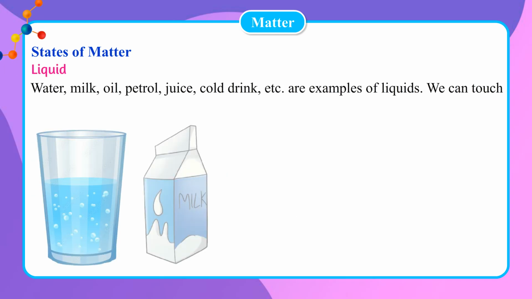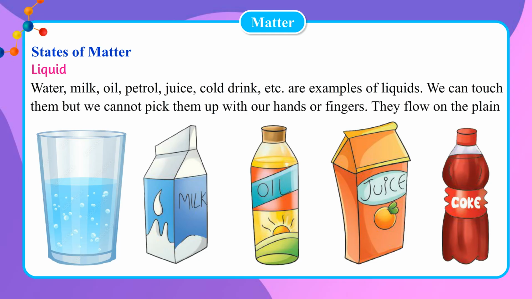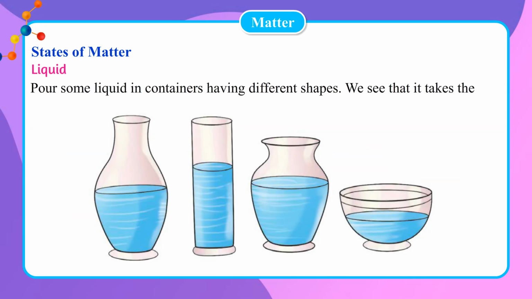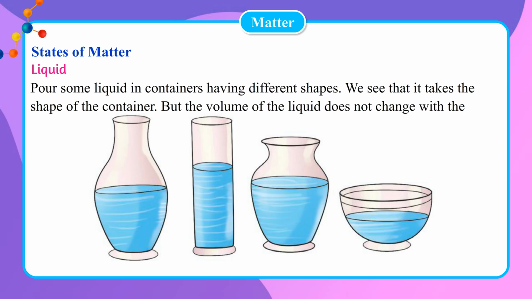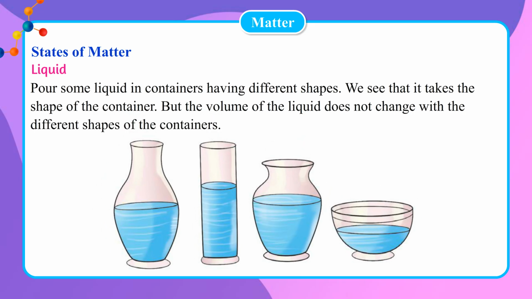Liquid. Water, milk, oil, petrol, juice, cold drink, etc. are examples of liquids. We can touch them but we cannot pick them up with our hands or fingers. They flow on the plane surface when we pour them. Liquids take the shape of the container in which they are kept. Pour some liquid in containers having different shapes. We see that it takes the shape of the container. But the volume of the liquid does not change with the different shapes of the containers.